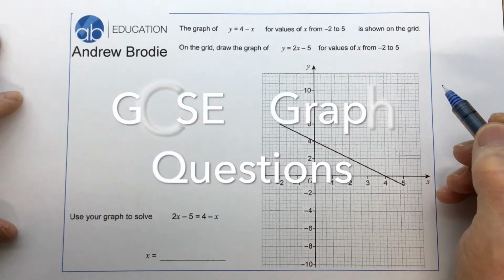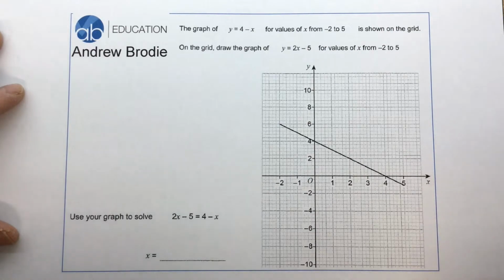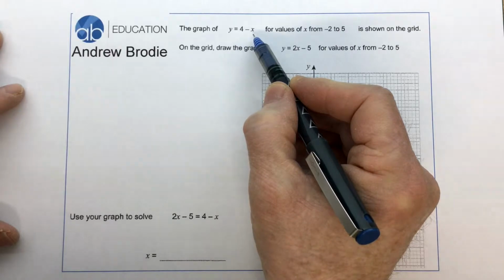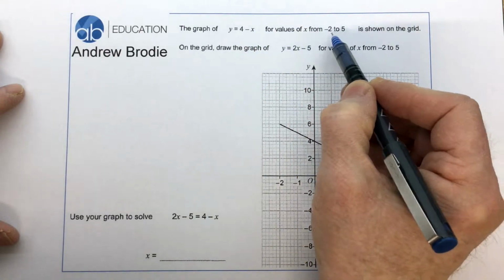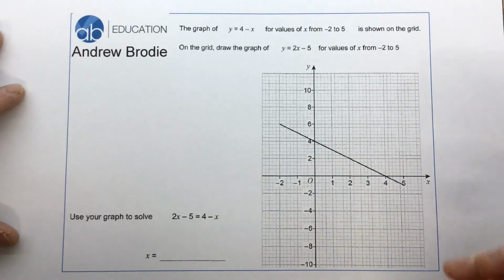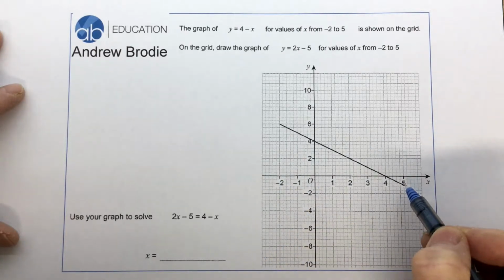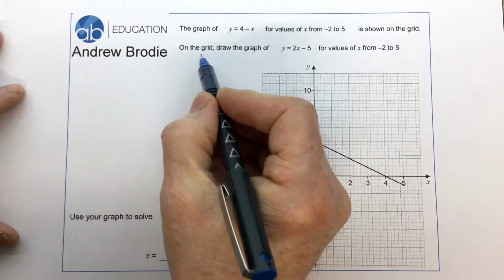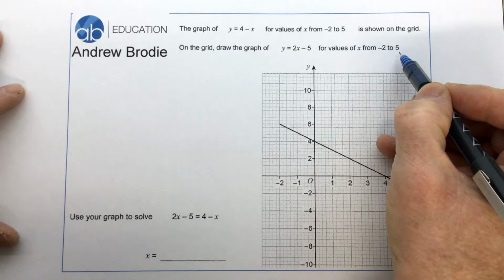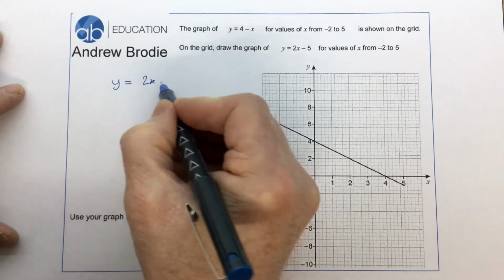Hi, we're looking at some GCSE exam questions on the subject of graphs. So here's a recent exam question. The graph of y equals 4 minus x for values of x from -2 to 5 is shown on the grid. So here's the line, y equals 4 minus x, and it goes from values of -2 to 5 on the grid. On the same grid, draw the graph of y equals 2x minus 5 for the same range of values. So here we go, y equals 2x minus 5.